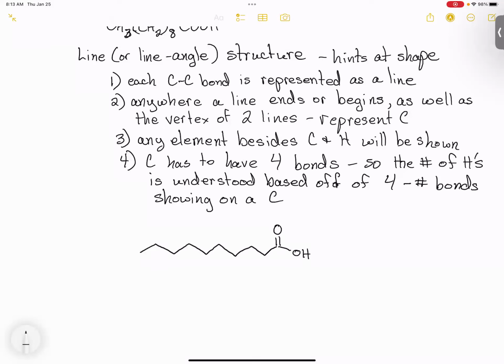The only things not shown are the carbons and the hydrogens. But the carbons are represented at each end. So the end represents a carbon and at each vertex. So we know that each of these dots that I'm drawing is going to be a carbon element. And then the number of hydrogens on the carbon is 4 minus however many bonds are attached. So on this one, it would be 4 minus the 1 bond, or in other words, there are 3 hydrogens.